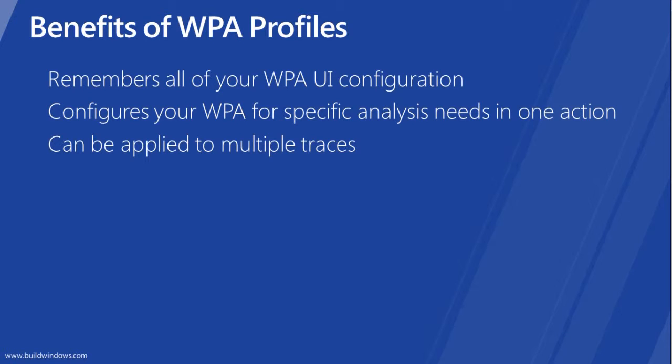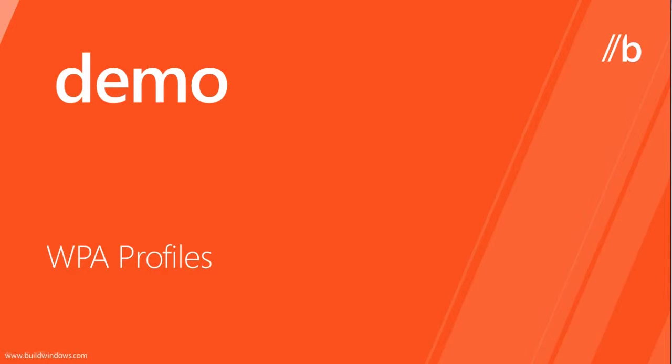So as you work with various traces and you want to look at, say, heap allocations, you would apply a heap analysis profile. And there's also a notion of a startup profile in WPA that gets auto-applied anytime you launch WPA. Once you configure WPA just right for your needs, you can save that as a WPA startup profile, and I'll show you that as well. Alright, so let's do a demo of this.